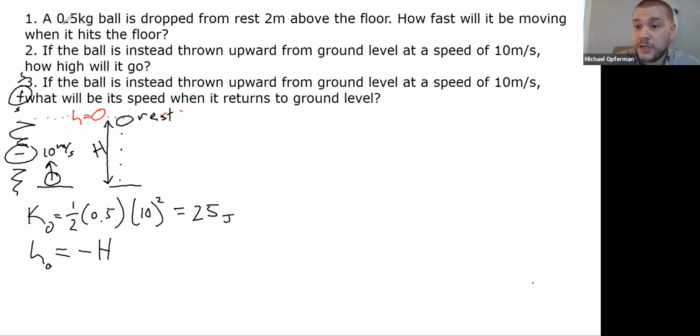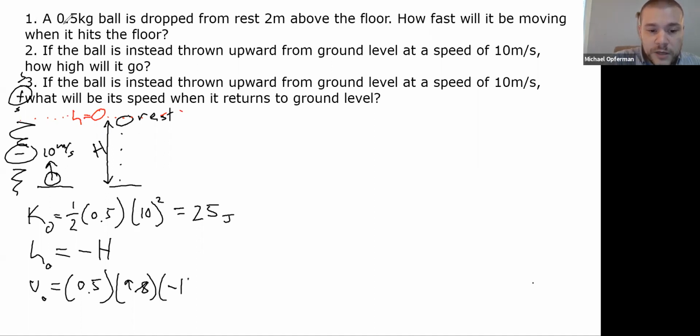I want the variable capital H to be a positive number. And then I calculate my initial potential energy here using the formula. So it's m is 0.5, g is 9.8, and then I have negative H plugging in here. So you notice my initial potential energy is negative, which seems weird, but it's fine. Potential energy can be negative. It's no big deal. Just live with it. So that means my initial energy is actually 25 minus 4.9h. It's a somewhat complicated expression.